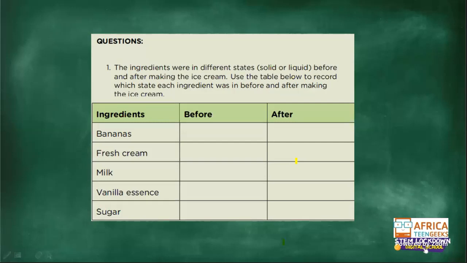That's quite easy. Now I want to know, how did it change? Did a banana change from before to after? I know that the shape changed. Okay, but I want to know, is it still a solid now? It's still a solid. Good. Okay. The next one.